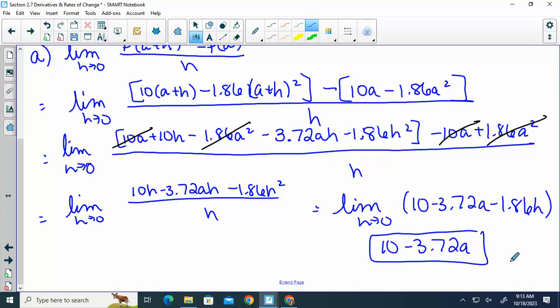So this is a formula for the derivative, or the instantaneous velocity, or the slope of the tangent line. All of those things mean the same. And so now I can find it at any given point just by plugging in a value for a. Is everyone okay with that? Anybody?